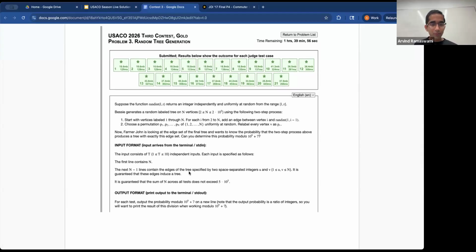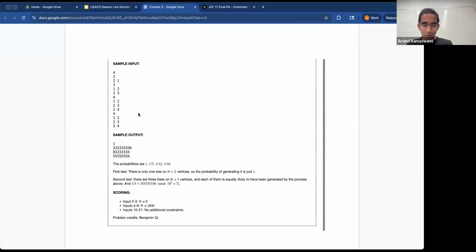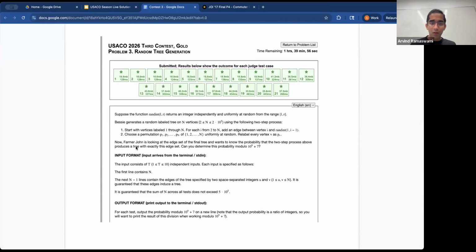So in this problem, there's a way of creating a tree by connecting each node to some random node that was previously there. And then you choose a permutation and relabel everything, right? And then you want to find the probability that this process generates the tree that's given as input, right? So how about instead, you consider fixing the permutation, right?